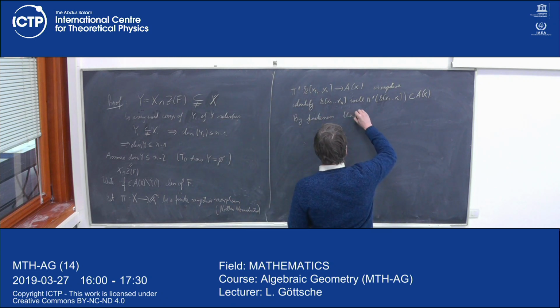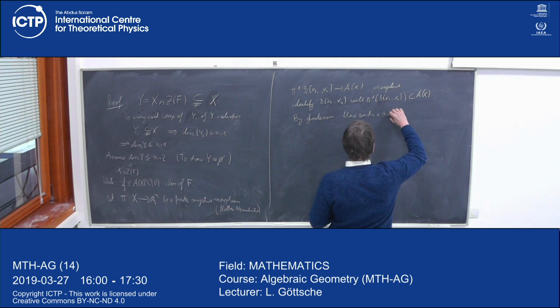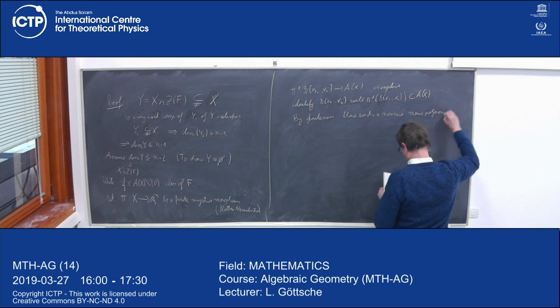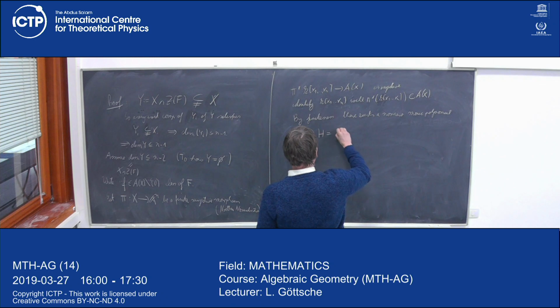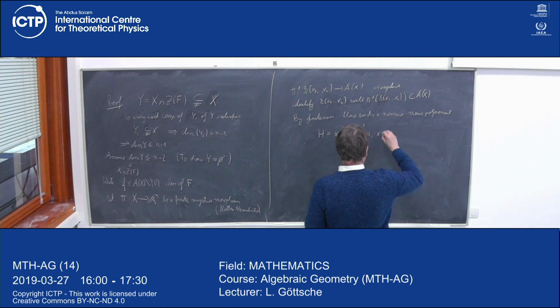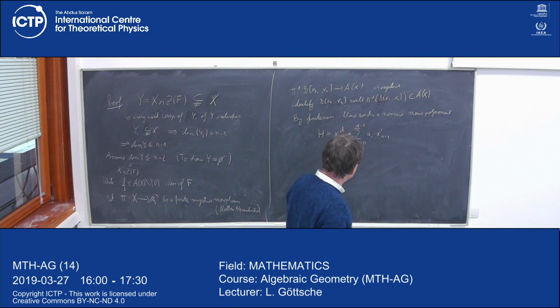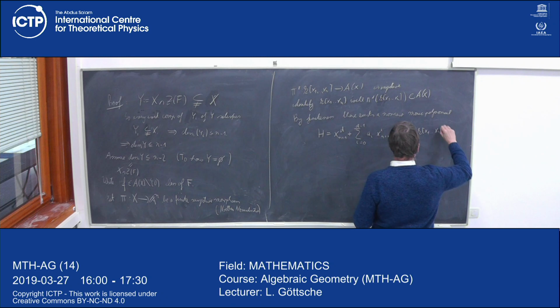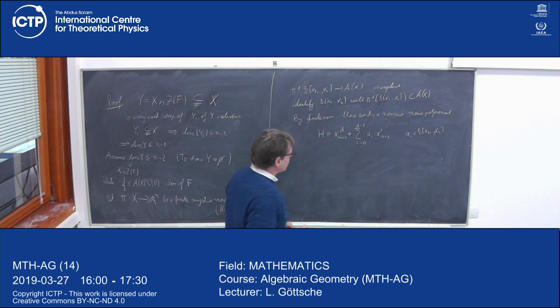there exists a non-zero monic polynomial h equal to x_{n+1} to the d plus the sum i equal to 0 to d minus 1 of a_i x_{n+1} to the i, where the a_i are some polynomials in x1 to xn. Okay, it is such that if I put f instead of x_{n+1}, I get 0.